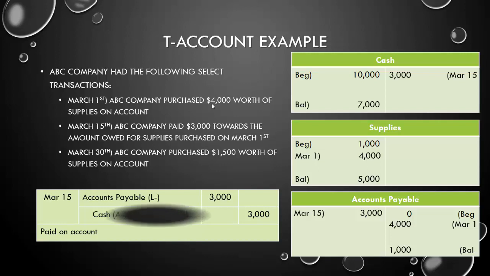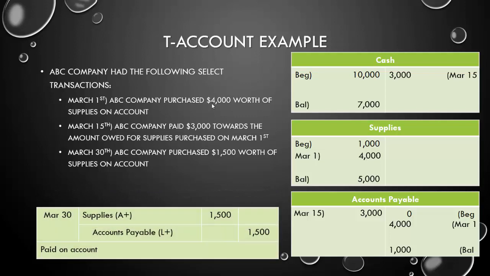And lastly, on the 30th, we're going to make a purchase of $1,500 worth of supplies, once again on account. Well, this is the same exact entry we had on March 1st. It is a debit of supplies for $1,500, a credit to accounts payable for $1,500. So we move that into the T accounts from the journal entries. We debited supplies for $1,500 on March 30th, which is going to change our balance. We had $1,000 to start the period. We bought $4,000, bringing us up to $5,000, but we just bought an additional $1,500, so our balance is no longer $5,000. We now have $6,500 worth of supplies on our company's books.